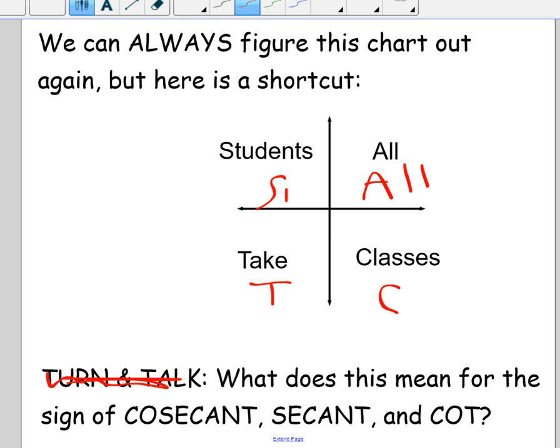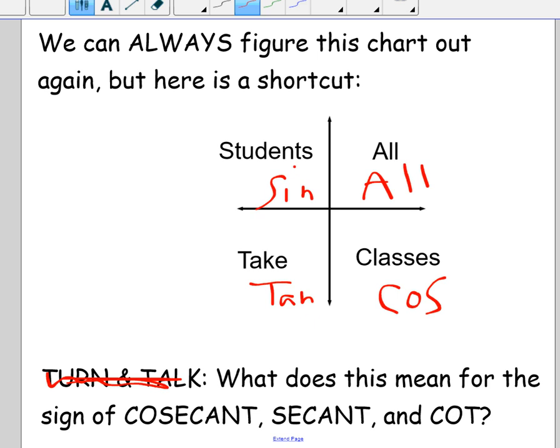In quadrant 2, sine is positive, but cosine and tangent are negative. In quadrant 3, tangent is positive, but sine and cosine are negative. And in quadrant 4, cosine is positive, but sine and tangent are negative. So your shortcut to remember that is "All Students Take Classes."